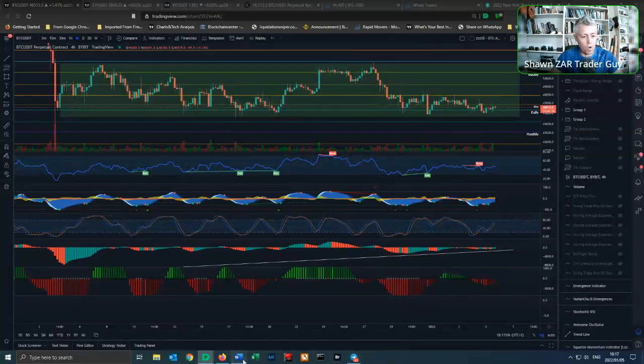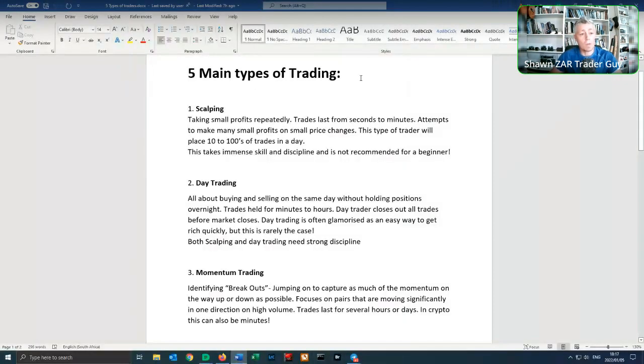So very quickly, five main types of trading. Scalping, taking small profits repeatedly. It trades from seconds to minutes, and Werner is that kind of trader. Attempts to make many small profits on small price changes. This type of trader will place 10 to hundreds of trades in a day. This takes immense skill and discipline and is not recommended for a beginner.